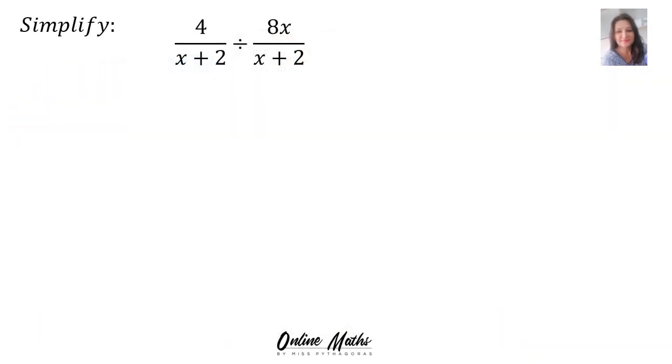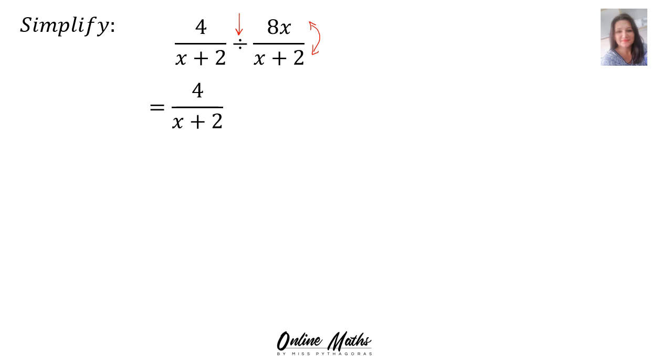Now on this one, simplify 4 over x plus 2 divided by 8x over x plus 2. Now whenever it's a division, you're going to change the division into a multiplication, and then always the term to the right of the division sign changes, and you're going to tip it. In other words, you're going to swap it around.